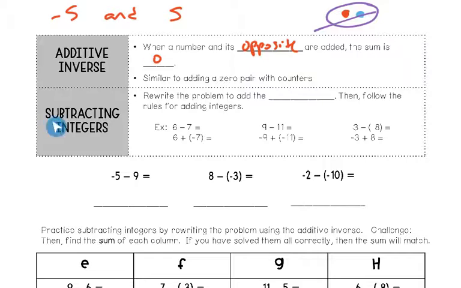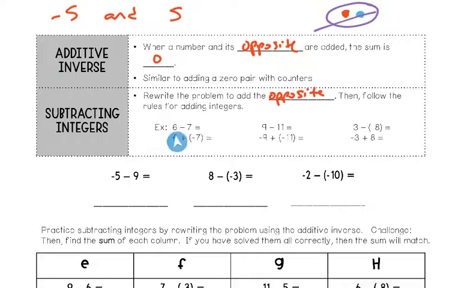So here's how we're going to get into subtracting integers. Here are the instructions. It says rewrite the problem to add the opposite. Then follow the rules for adding integers. So we're not even really going to subtract. We're just adding the opposite. When we see subtraction, we're just going to add, but we're going to change one thing.